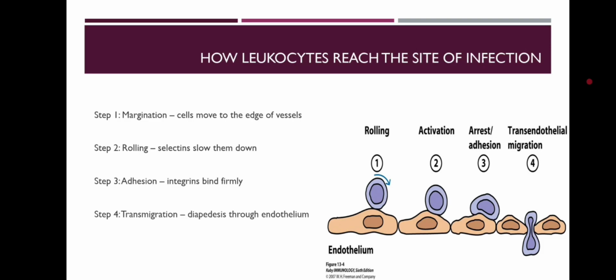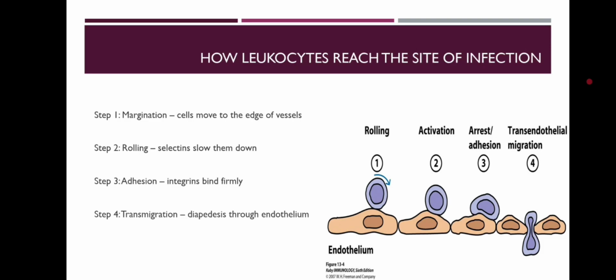The second step is rolling. Once they are at the edge, specialized molecules called selectins on the surface of the vessel lining, the endothelium, interact with leukocytes. This causes the leukocyte to slow down and literally roll along the vessel wall. The third step is adhesion. This is where things get serious. Another crucial set of molecules called integrins on the leukocyte surface bind firmly to the other molecules on endothelial cells. This firm adhesion completely stops the rolling leukocytes.